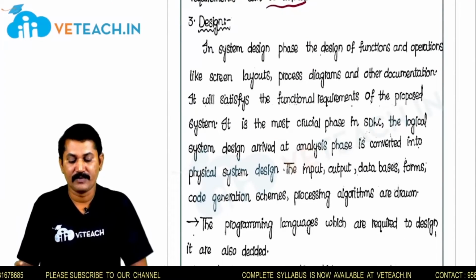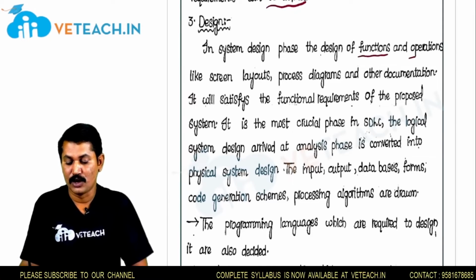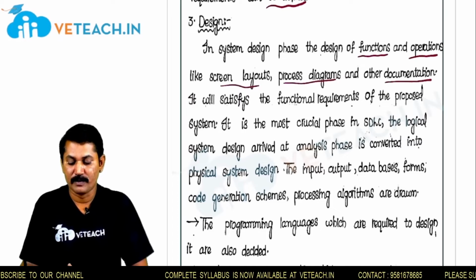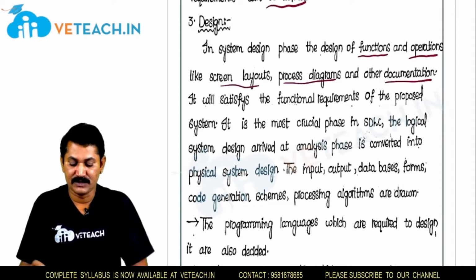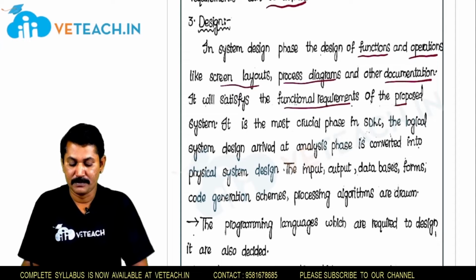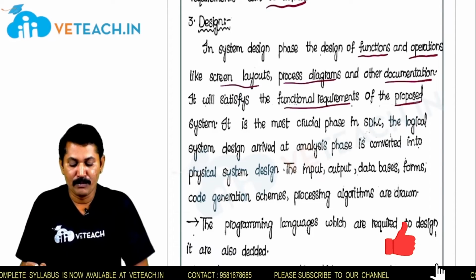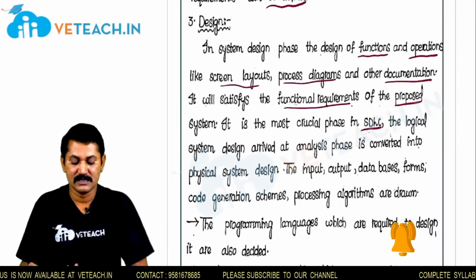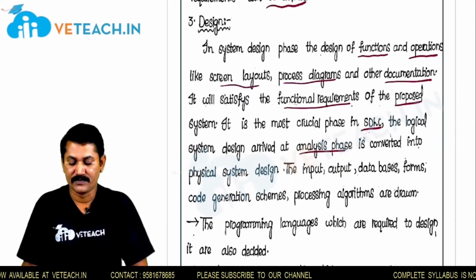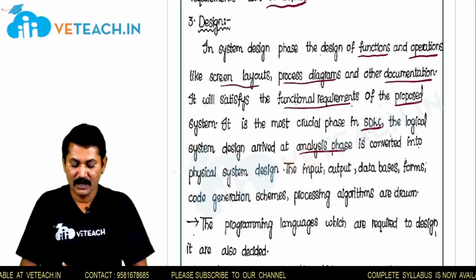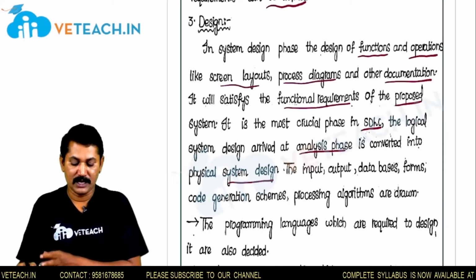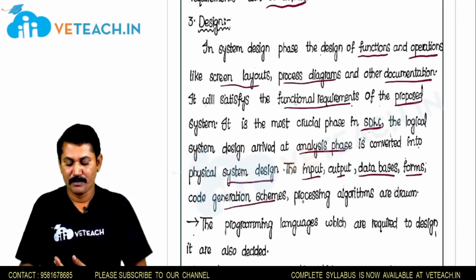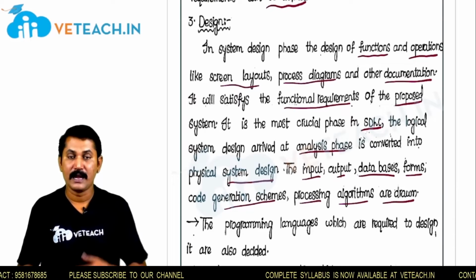The design phase is designing the functions and operations, like screen layouts, process diagrams and other documentation, and they need to satisfy the functional requirements of the proposed system. It is the most crucial phase in the SDLC. The logical system design arrived at in the analysis phase is converted into the physical system design, where the input, output, databases, forms, code generation schemes and processing algorithms are drawn.